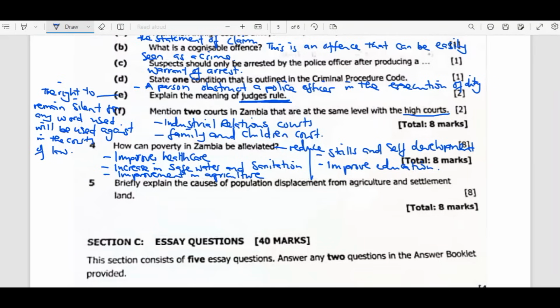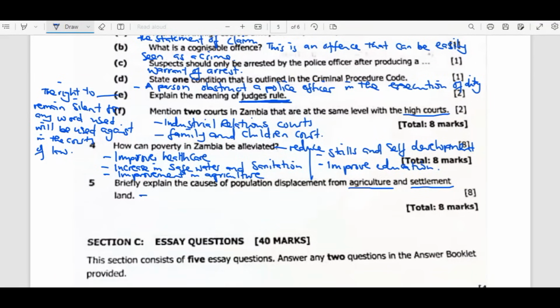Briefly explain the causes of population displacement from agriculture and settlement land, meaning that people move from agriculture and settlement places. So there are 2 key points: agriculture and settlement, where people live, and where they do agricultural activities. What can cause them to move? They've said briefly explain, so we're going to just indicate points.